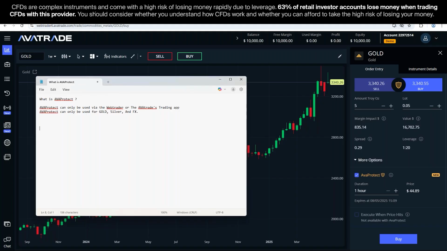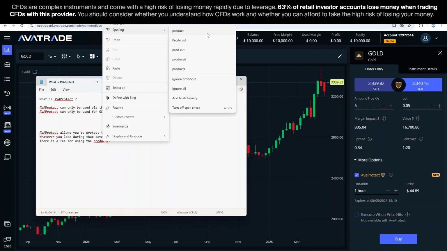And what this product does is very simple. AvaProtect allows you to protect the position for a certain time frame. Whatever you lost during that coverage will be returned, and there is a fee when we are using the product. Okay, there is a fee for using the product.